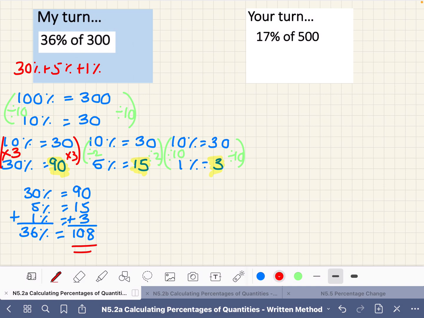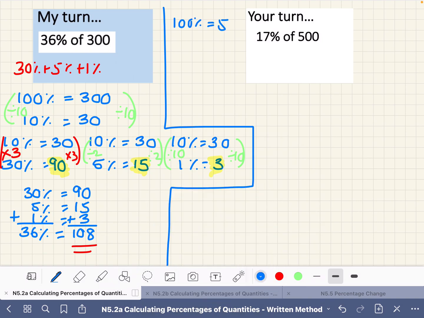Press pause while you try this question here. Okay, so 100% is equal to 500. 10% is equal to 100 divided by 10. Therefore, 500 divided by 10. That gives us an answer of 50 as our 10% for our key.